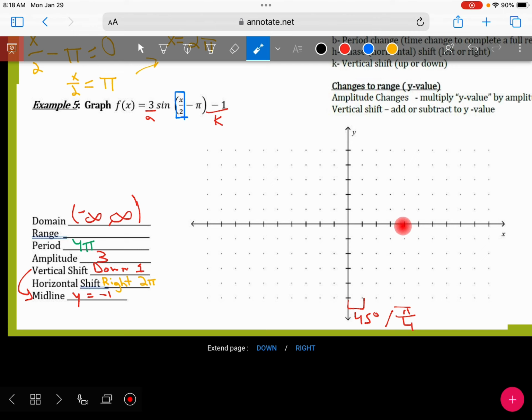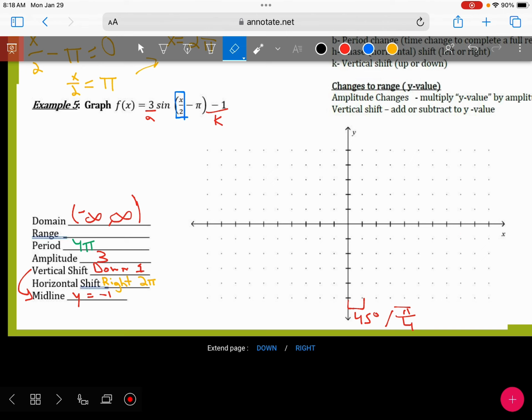That would be 1, 2, 3, 4, 5, 6, 7, 8. Our first tick mark would be right there. And then the end of our first period would have to be 4 pi to the right of that. We would be way off the screen. There's not enough room on this coordinate plane to graph that.